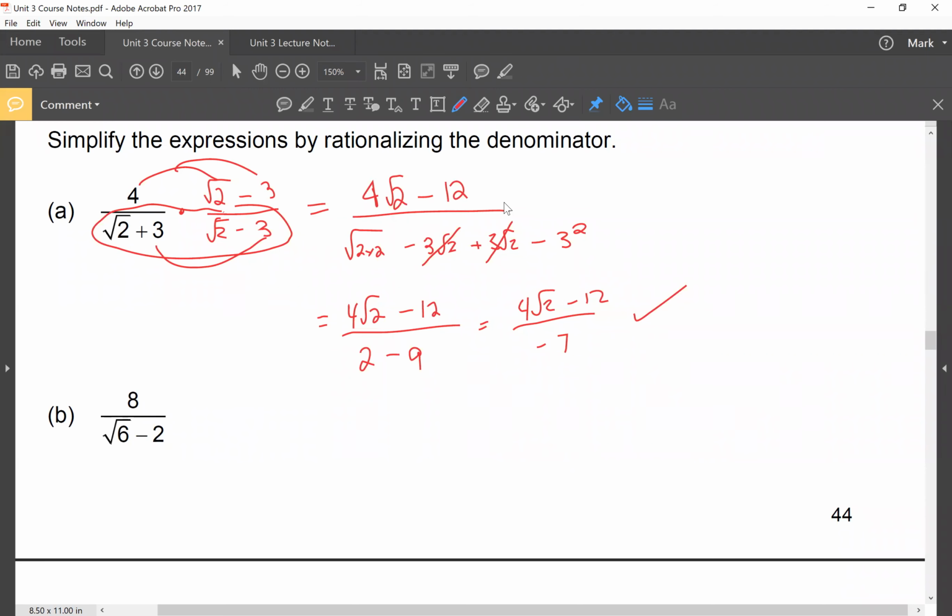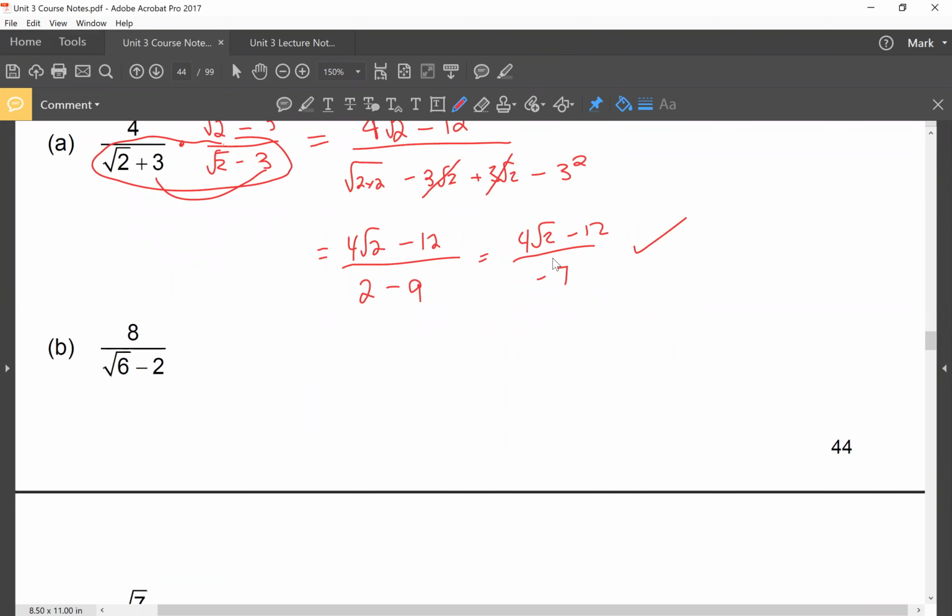Okay, so let's look at this answer here. All right, so same thing. I'm going to multiply this by root 6 plus 2, because that's the conjugate.